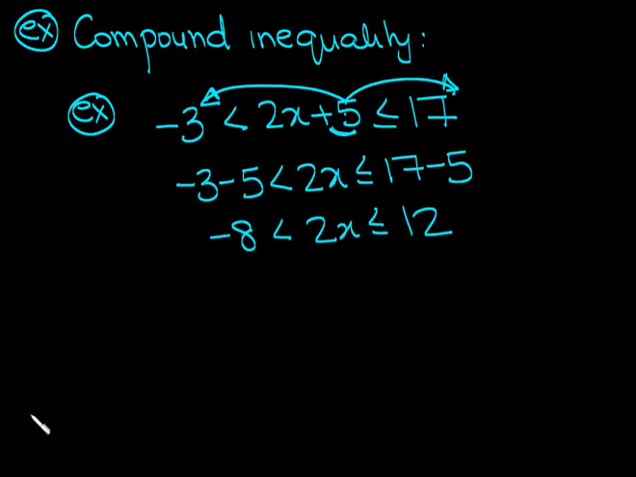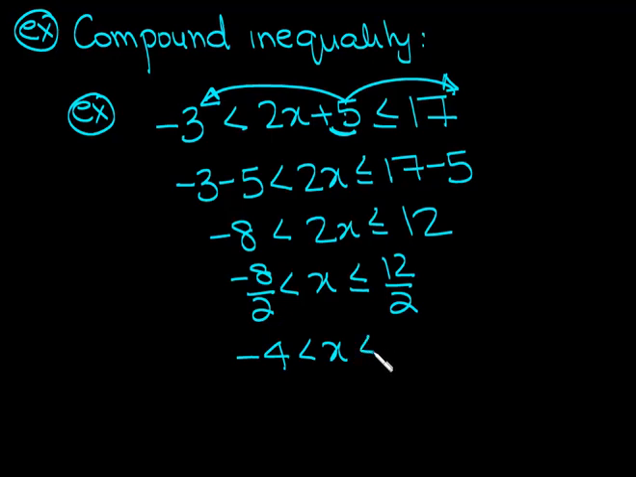Then we're going to divide everything by 2 because that's what we would do on one side here, and we also have to do it on this side since we have two inequalities. If this was a negative 2, then I would flip the directions of both the inequalities. So in this case we get negative 8 divided by 2 is less than x is less than or equal to 12 divided by 2. So we get negative 4 is less than x is less than or equal to 6.